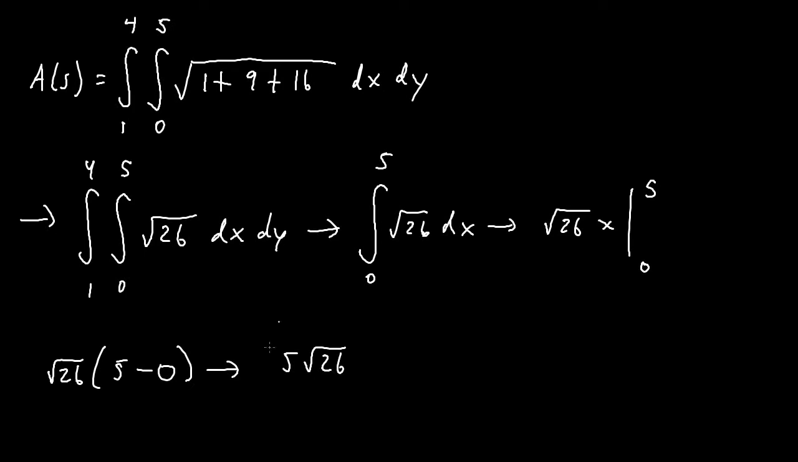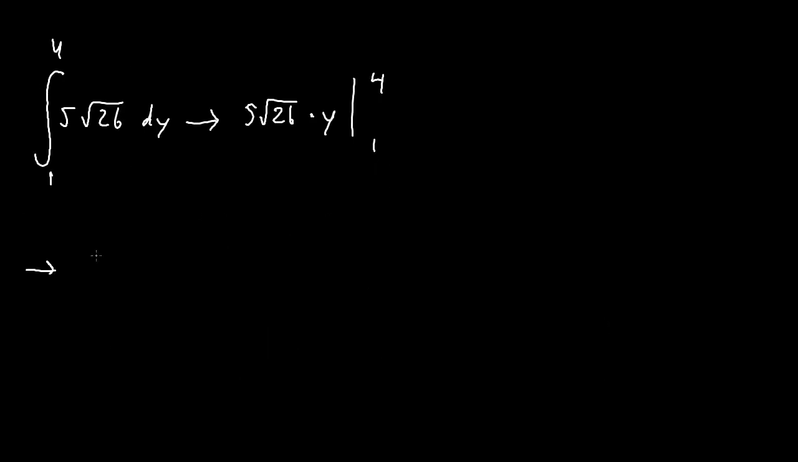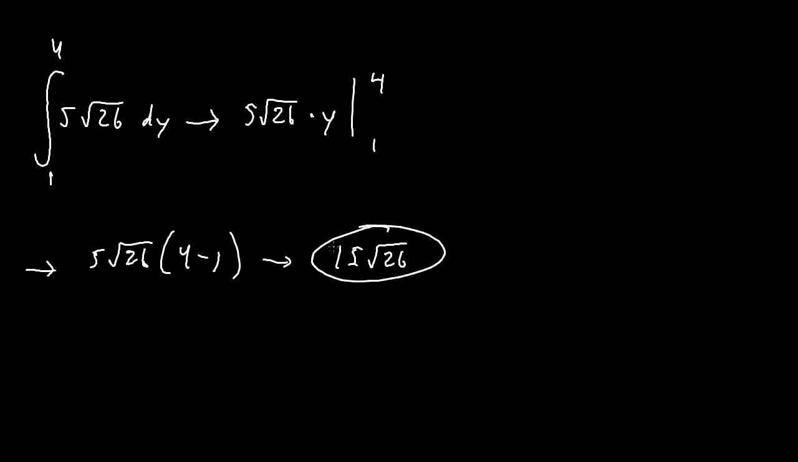So now we can integrate the outside from 1 to 4 with respect to y this time. Since 5 times the square root of 26 is a constant, the integral is just 5 times the square root of 26 times y. Let's evaluate that from the y bounds of 1 to 4. When I plug in 4 for y, we get 5 times the square root of 26 times 4, minus, when I plug in 1 for y, we just get 1. 4 minus 1 is 3, 3 times 5 is 15. So the final answer for the surface area is going to be 15 times the square root of 26.